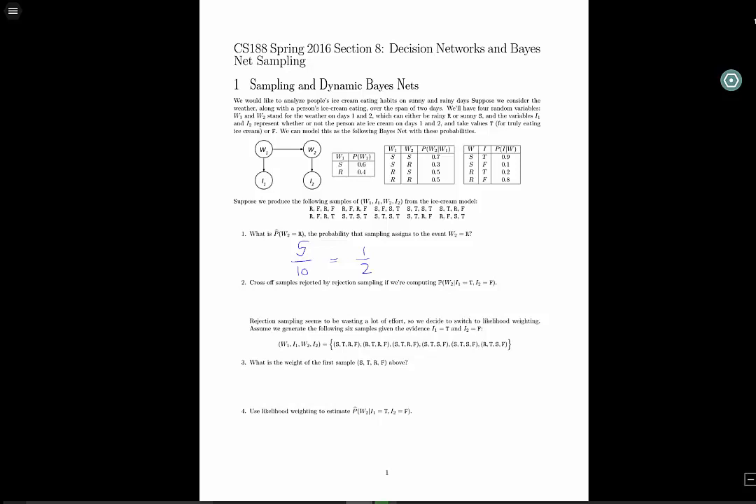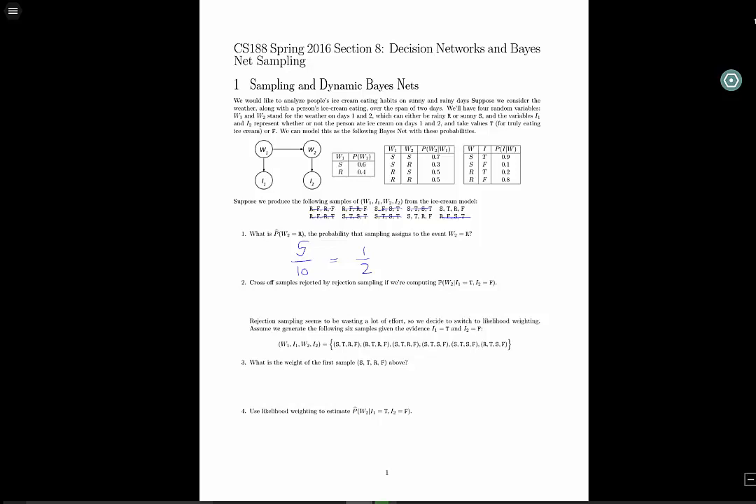Okay, so for number 2, they say cross off samples rejected by rejection sampling if we're computing the probability of W2 given I1 equals T and I2 equals F. So we look at our samples and we cross off all of them that are not consistent with the evidence. So we need I1 equals T and I2 equals F. So this is not T and F, not T and F, not T and F, not T and F, not T and F, not T and F, not T and F, does have T and F, does have T and F, not T and F. So only 2 samples are left after we do rejection sampling.